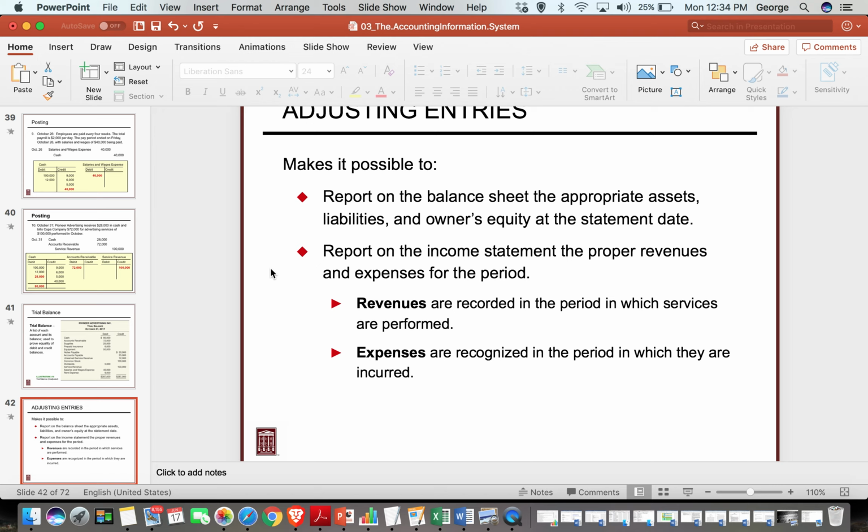Adjusting entries, as I mentioned, we have some transactions that occur during the period that we don't record, like interest or prepaids, right? A prepaid, I buy an insurance policy, say for $12,000 in January, and every month it decreases by $1,000. Well, I may not make the adjusting entry until the end of the year when I need to prepare my financial statements. So we want to make sure revenues are recorded in the correct period and expenses are recognized in the correct period.